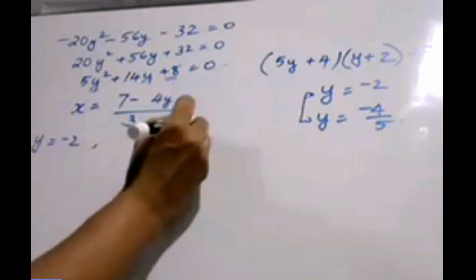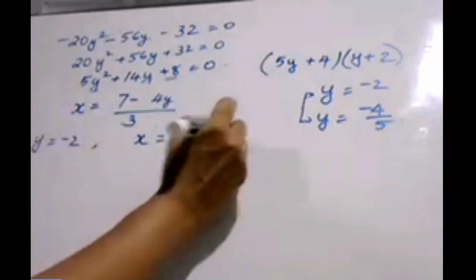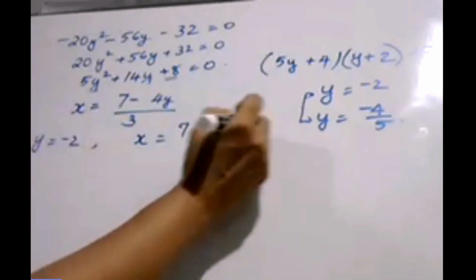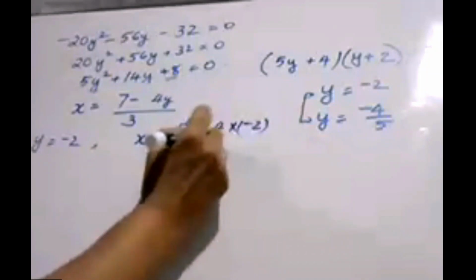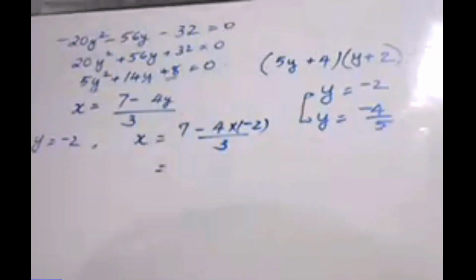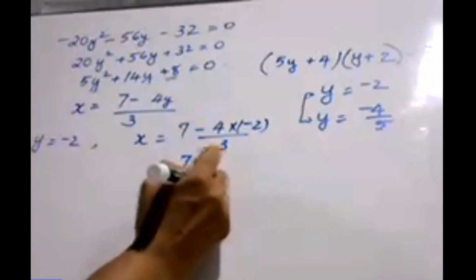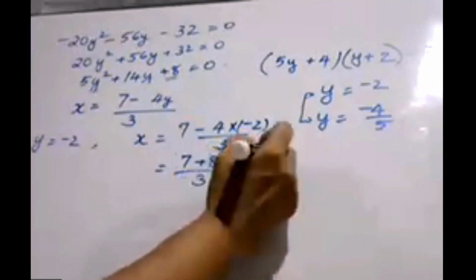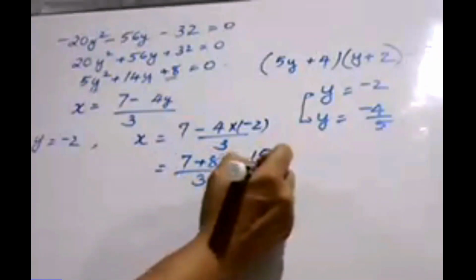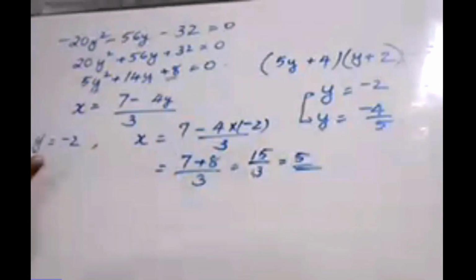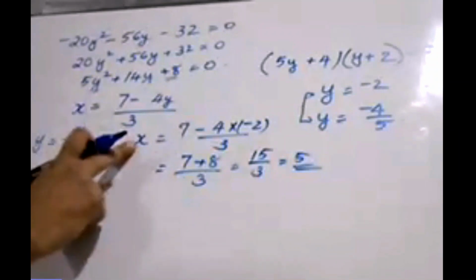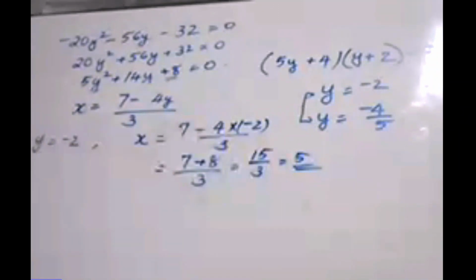x is equal to 7 minus 4 times negative 2 over 3. This is equal to 7 plus 8 over 3, which is equal to 15 over 3. That is equal to 5. So when y is equal to negative 2, you get x is equal to positive 5.